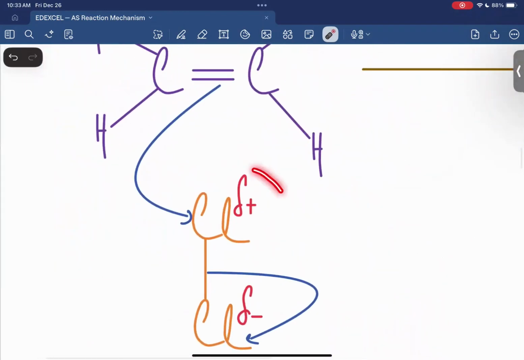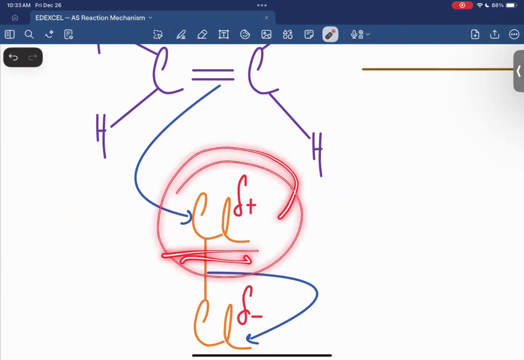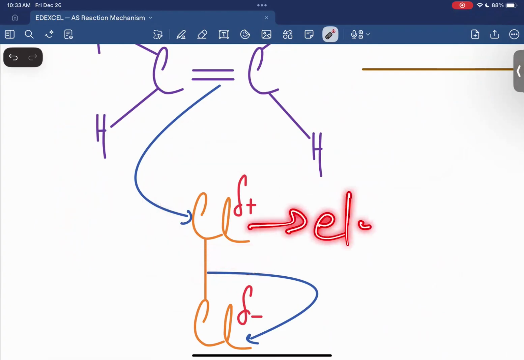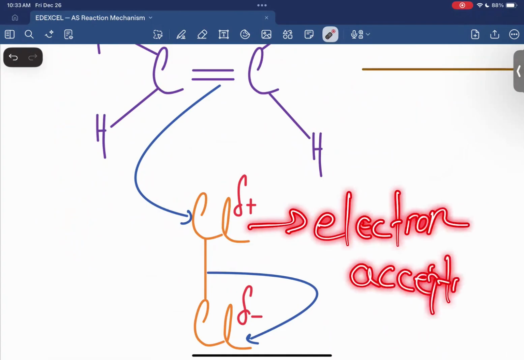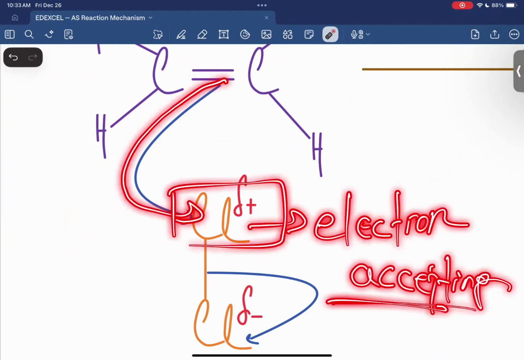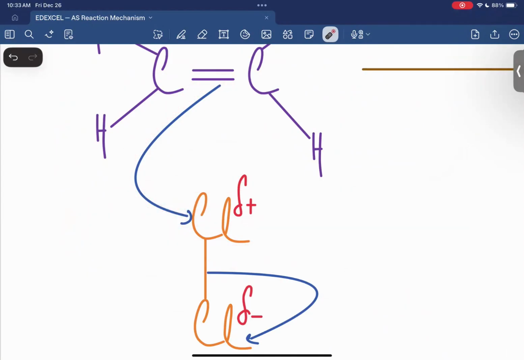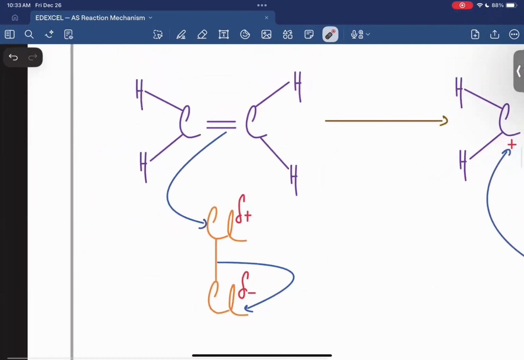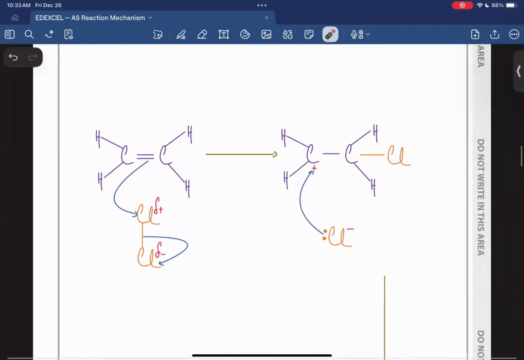Because this is an electrophile. Why is this an electrophile? This is electron accepting. This is basically accepting the electron from this double bond. And hence this is an electrophile, electron seeking. Clear? Okay, moving on.